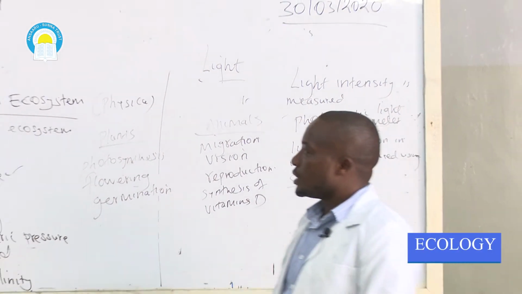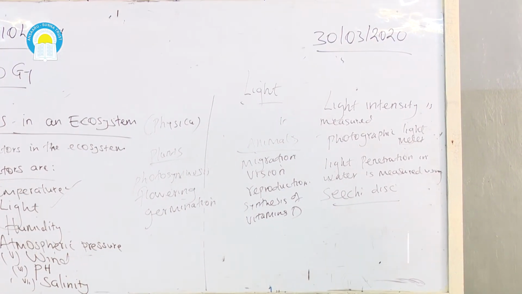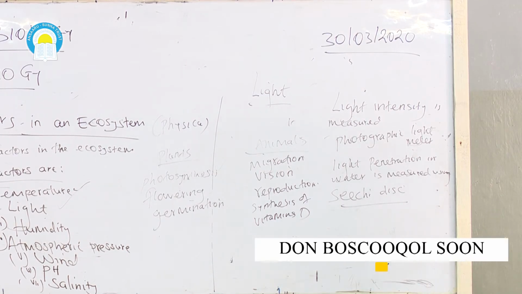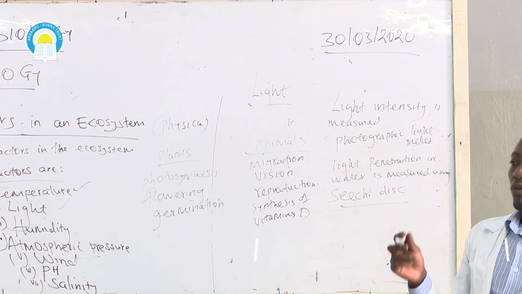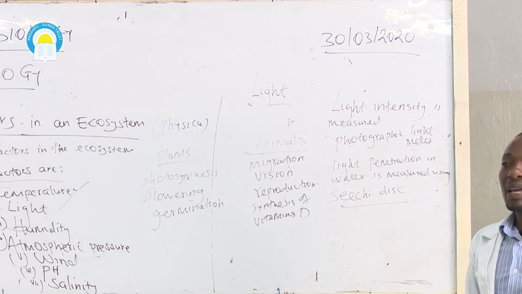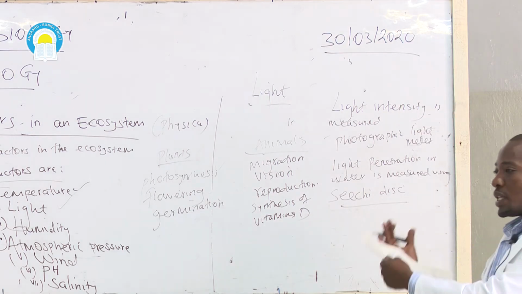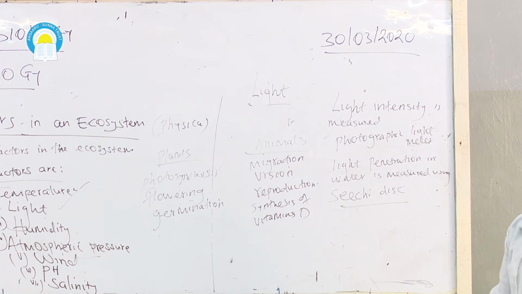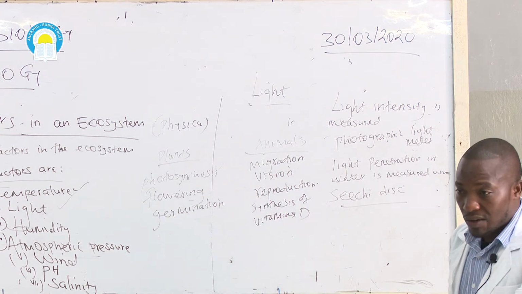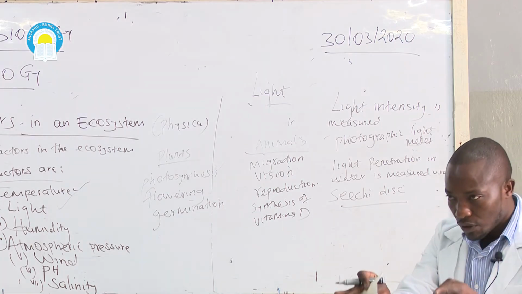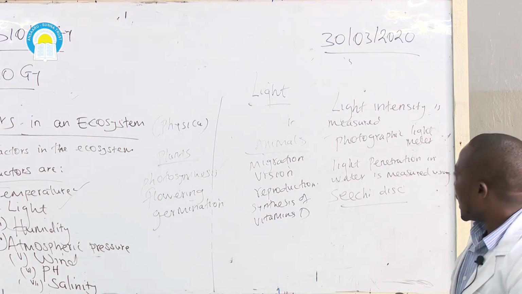That is the second abiotic factor, light. The main source of light energy is the sun. Plants are the main producers in an ecosystem, what we call primary producers. They trap light energy from the sun, and they use that light energy in the process of photosynthesis to make their own food. Animals obtain that food directly or indirectly. Directly by feeding on the plants, indirectly by eating other animals which feed on plants.